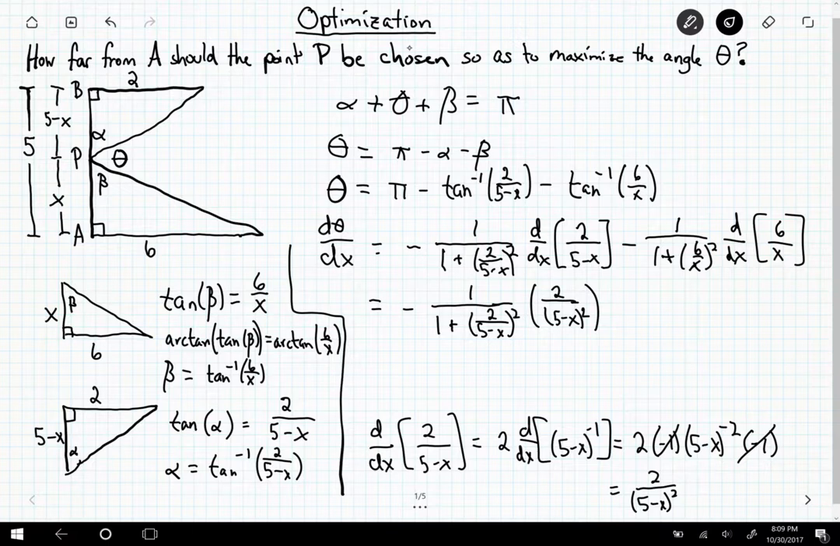Okay, with our next one, what's going to happen here? Well, we have the 1 over 1 plus 6 over x, the quantity squared, times the derivative of this. Notice this is 6 times 1 over x, so the derivative is just negative 1 over x squared. With the 6 multiplied by that, it becomes negative 6 over x squared. If you have questions on that derivative, just let me know what's going on there.